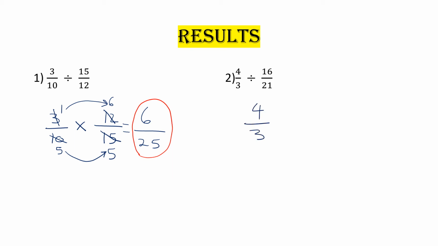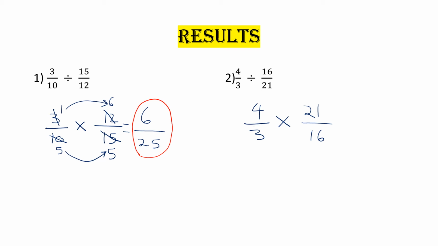4 over 3. Division turns to multiplication. You change the division sign into multiplication, and you invert the fraction. So 16 over 21 will instead become 21 over 16. And then we see what we could do.